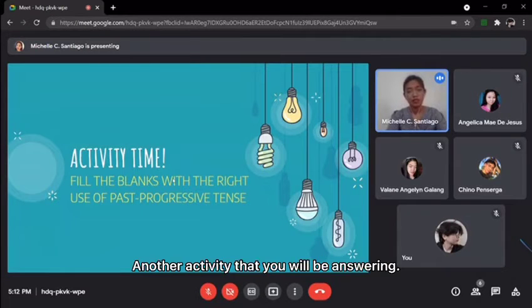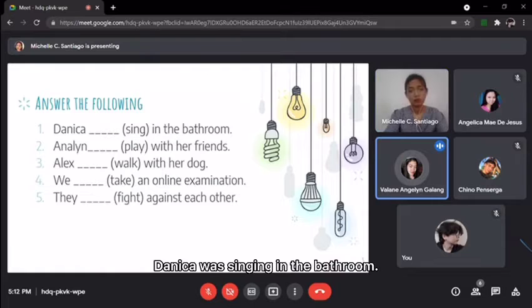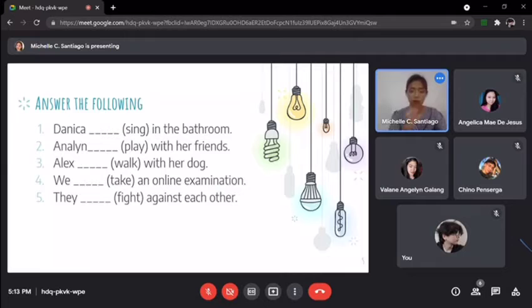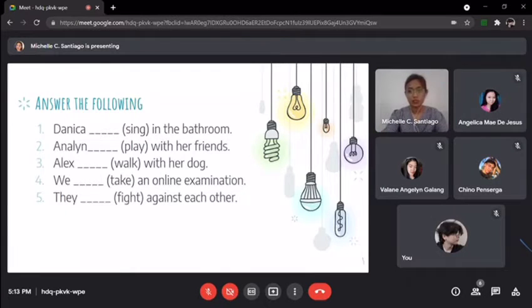Another activity that you will be answering, all you have to do is fill the blanks with the right use of past progressive tense. For number 1, Balain, kindly answer. Danica was singing in the bathroom. How about you, Angelica, for number 2? Annalyn was playing with her friends. And Chino?